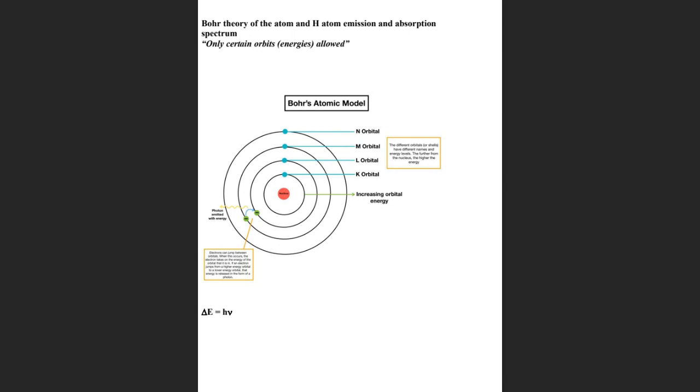And on this page, let us see. We introduce, or I remind you of, the Bohr theory of the hydrogen atom and the hydrogen atom emission and absorption spectrum. And you were actually first introduced to this probably in your general chemistry 1 course.